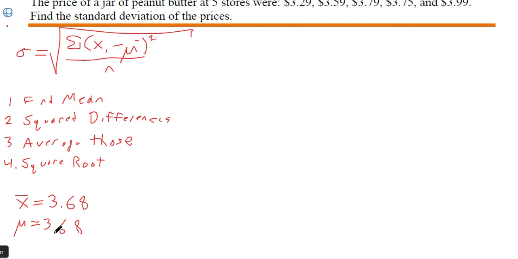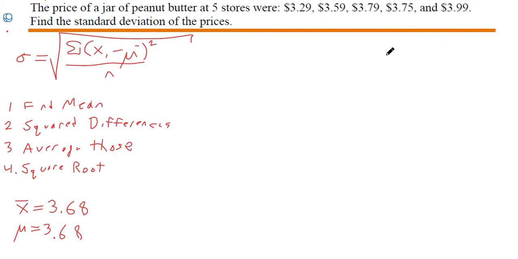All right, so we have our mean, and that value we need to use, because what we need to do is take each of our numbers here and find the square differences. We have 3.68 and 3.29 and 3.58, 3.79, 3.75, etc. So we need to find all the square differences. So we're going to do our number 3.29 minus the mean and square that. And we're going to do the same thing for 3.59 minus the mean squared, and do that for all my values.